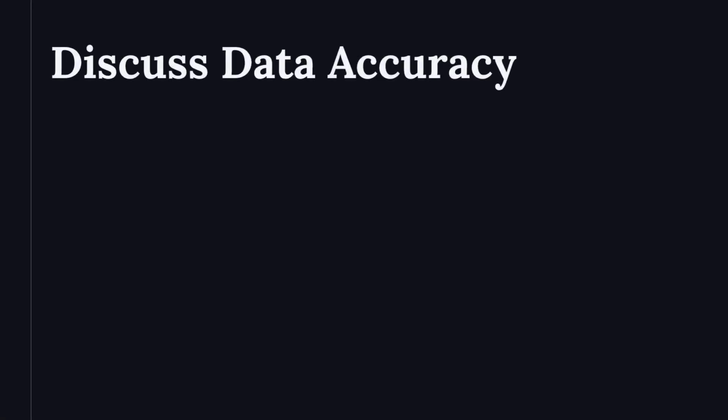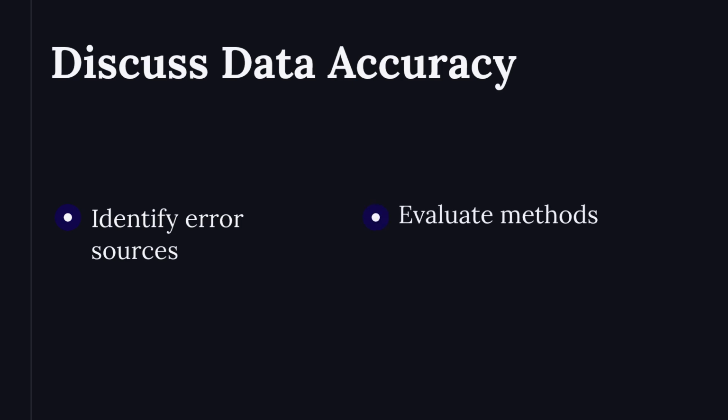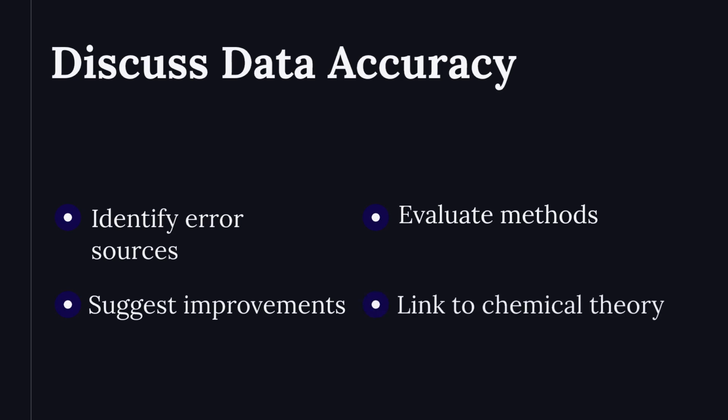Discuss the accuracy and reliability of your data. Identify sources of error within your experiments. Evaluate the suitability of your methods. Suggest realistic improvements for future work. Link findings back to chemical theory.